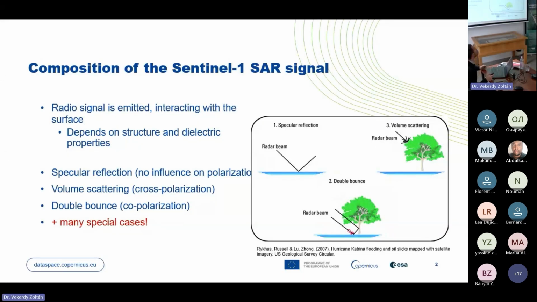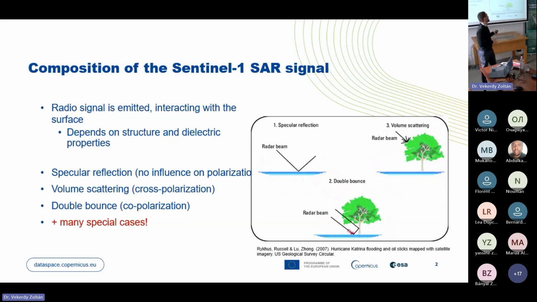Yes, here we are. So these individual reflective ways of reflection are also influencing the polarization of the signal. We've already talked about this with Zoltan, that the signal is emitted in a vertically polarized way, and you're registering its intensity in the VV, so the vertically emitting and vertically registering, and the VH, vertically emitting and horizontally registering way.